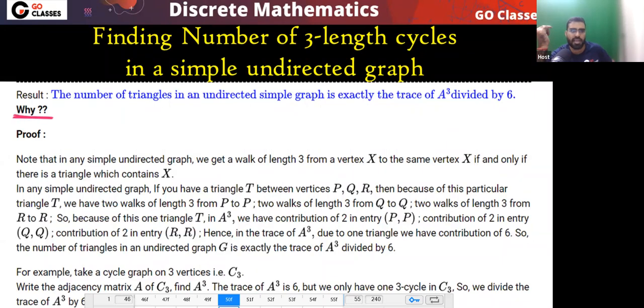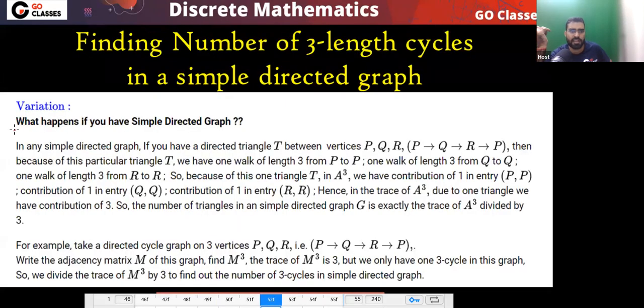So why have I answered this, what is the reason this is happening? The number of triangles in an undirected simple graph is exactly the trace of A cube divided by 6. And why it is happening, this proof we have seen. Similarly, for a simple directed graph, we divide the trace by 3 to find the number of 3 length cycles. So very simple.